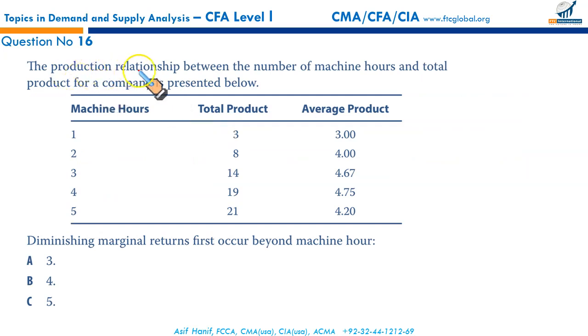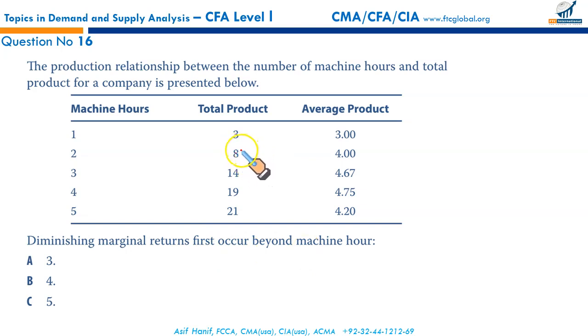The production relationship between the number of machine hours and the total product for the company is presented below. When we employ 1 machine hour, this is the total product. 3 by 1, this is the average product. When the machine hours employed are 2, the total product is 8. Average is 8 by 2, 4. So in this column, we have the total product units, and this is the average product. The diminishing marginal return first occurred beyond which machine hour?